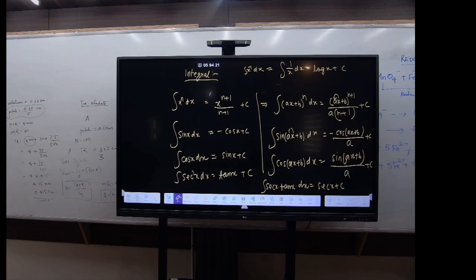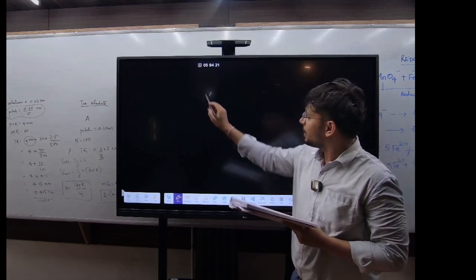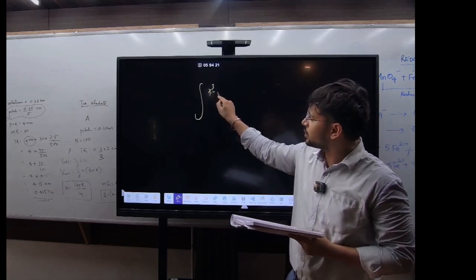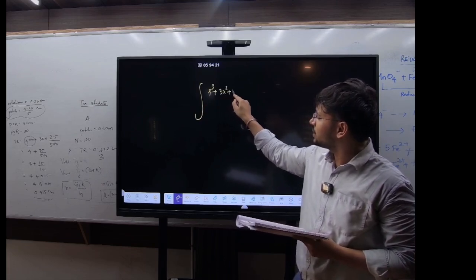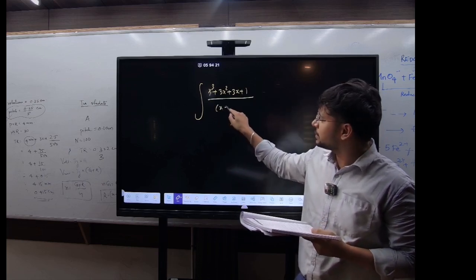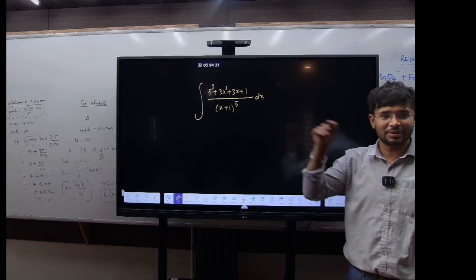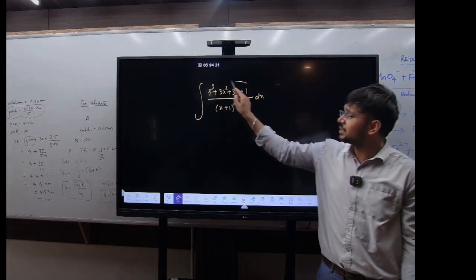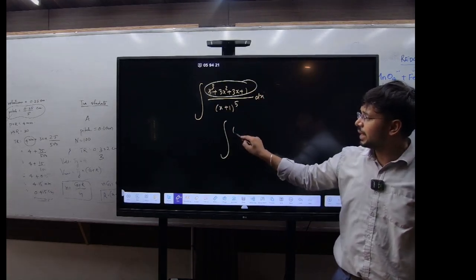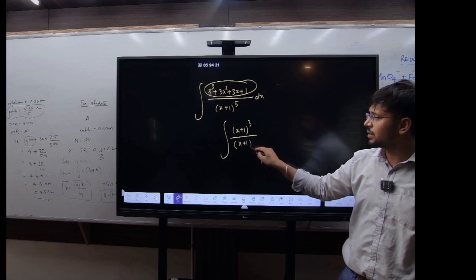What is the formula of x plus 1 whole cube? a cube plus b cube plus 3a square b plus 3ab square. Yes or no? So the first question is given like this. The biggest problem is that the student gets intimidated by looking at the question. But if you notice, this is nothing but the formula of x plus 1 whole cube, and there it is given x plus 1 whole 5.